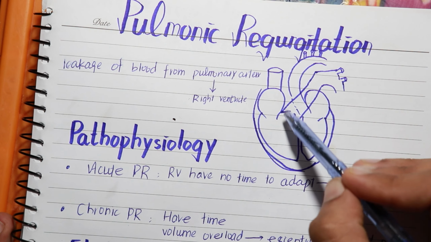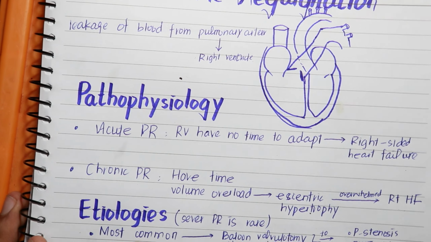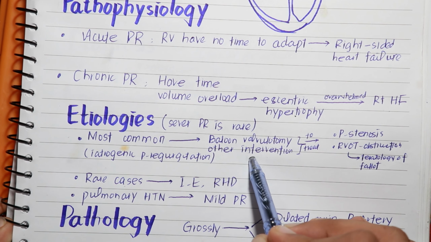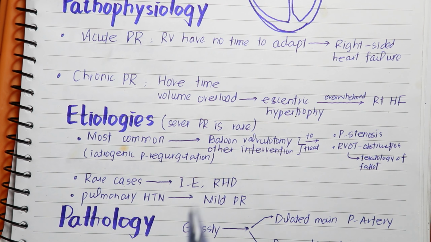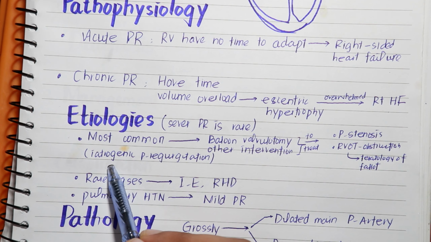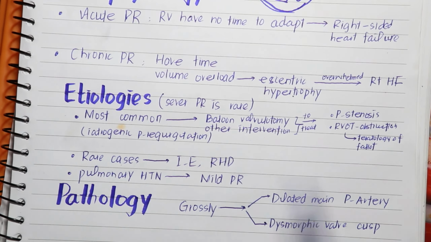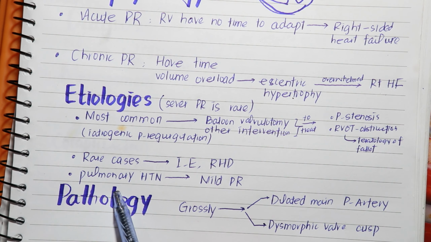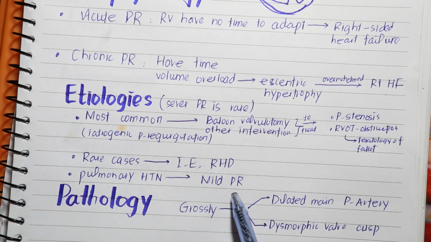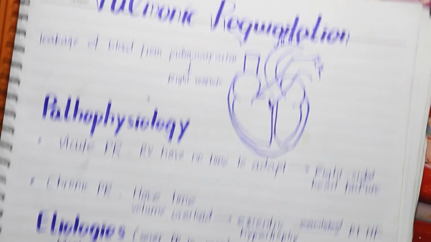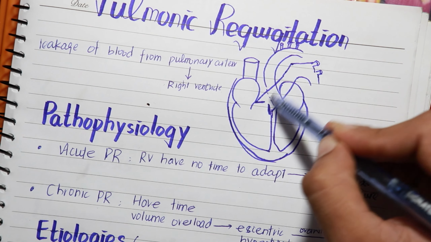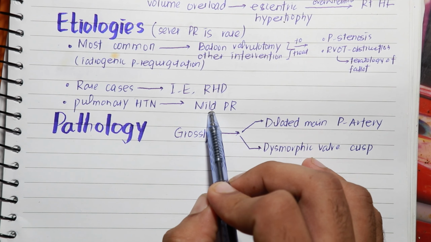This right ventricular outflow is obstructed from here. So in order to treat these diseases, we do intervention, surgical intervention. And this surgical intervention can cause pulmonic regurgitation. It is the number one cause. It is also called iatrogenic pulmonic regurgitation. Now the rare cases: infective endocarditis and rheumatic heart disease can also cause it, but in very rare cases. Pulmonary hypertension can also cause mild pulmonary regurgitation if there is hypertension in the lungs. So it can also cause backward flow of blood from this artery into the right ventricle, but it causes mild, not severe, regurgitation.